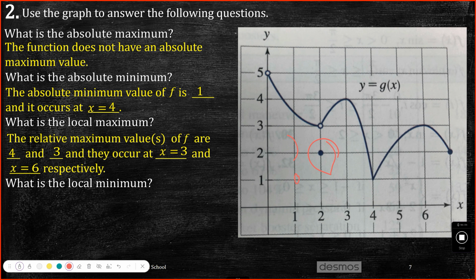Relative to around itself, is it lower than any of these points? So it has to be a local minimum. So this is a local minimum right here. This point here is the absolute minimum.